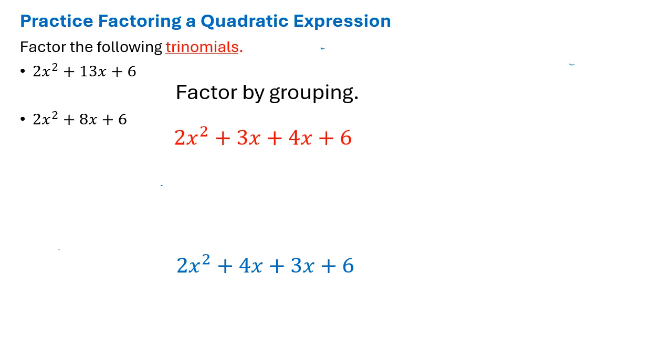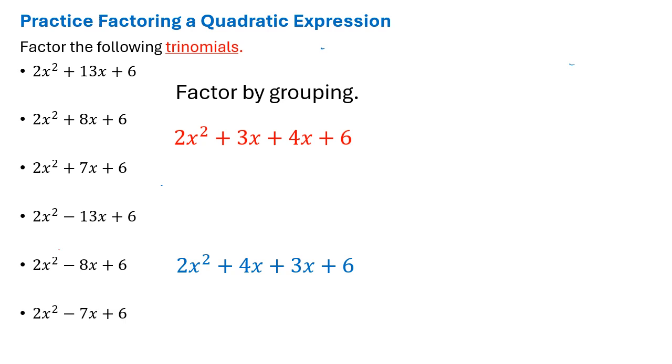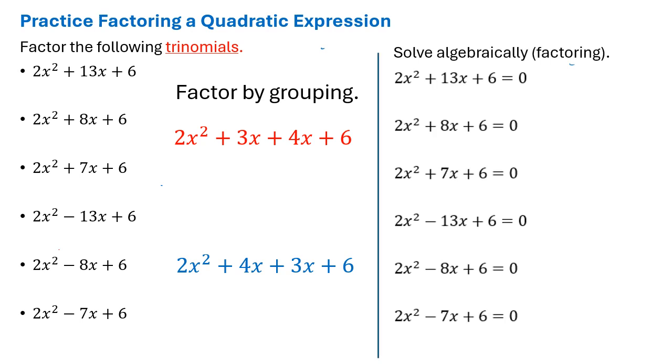We have another 2x squared plus 8x plus 6, and 2x squared plus 7x plus 6, 2x squared minus 13x plus 6, and so on. All right, this is what we have. So we want to learn how to factor these trinomials. And if we can factor these trinomials, just like we did prior to this, we'll be able to solve these quadratic equations algebraically or by factoring.